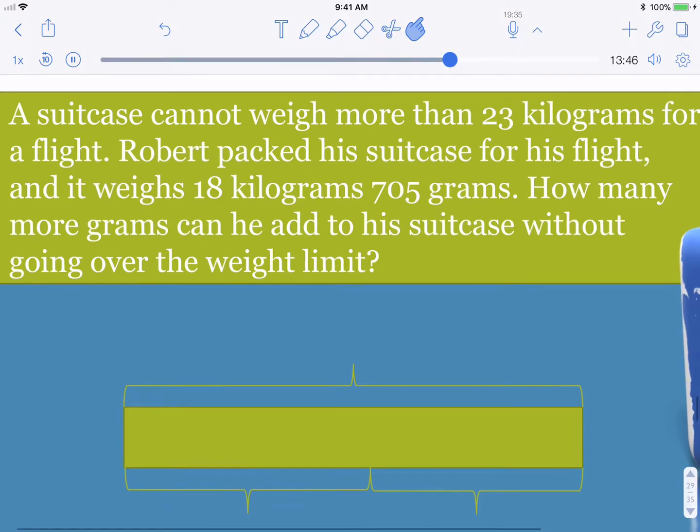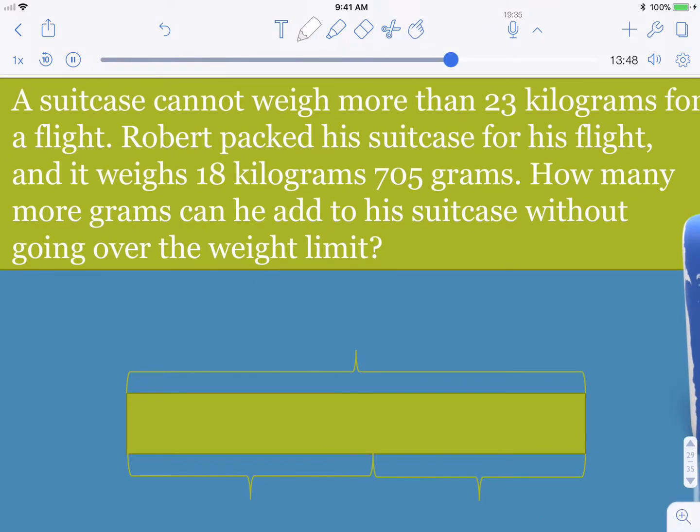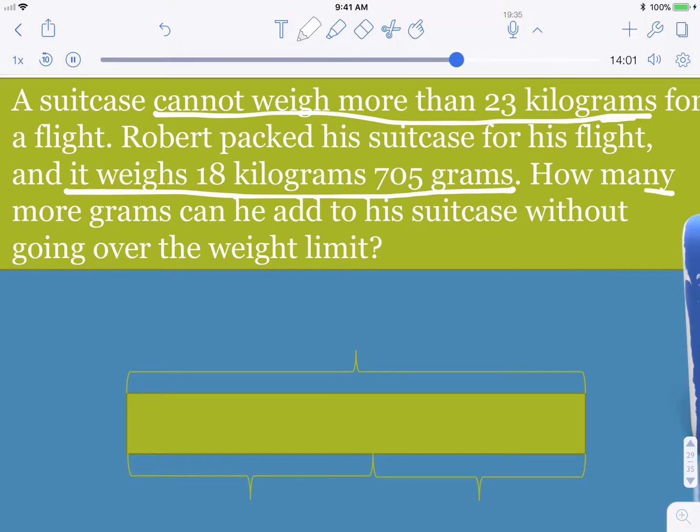So it cannot weigh more than 23 kilograms. Robert packed a suitcase for his flight and it weighs 18 kilograms, 705 grams. The question is, how many more grams can he add to the suitcase without going over the weight limit?